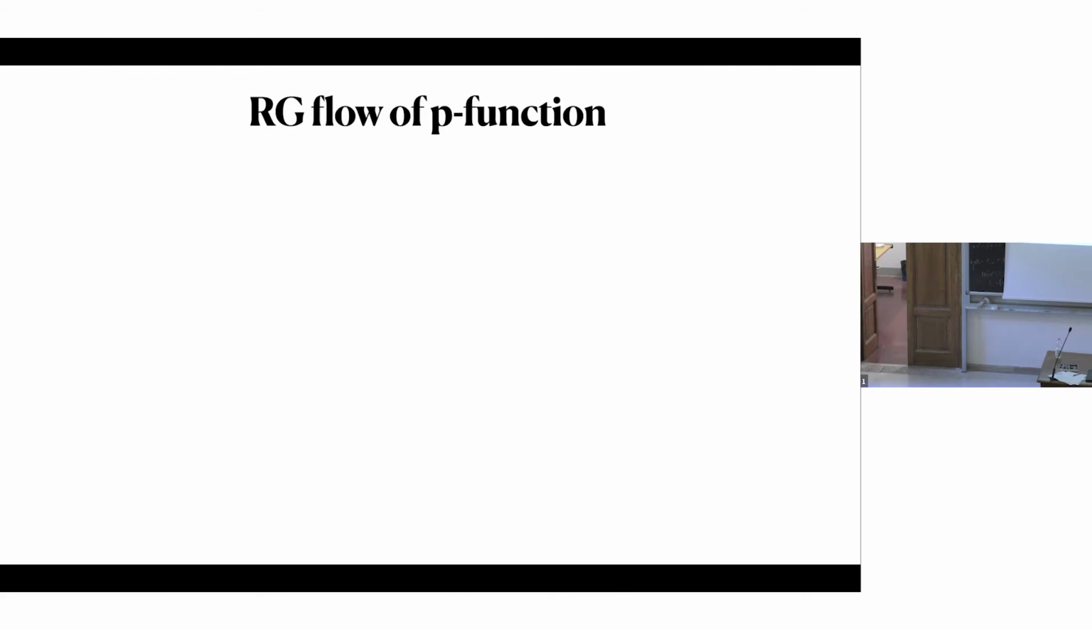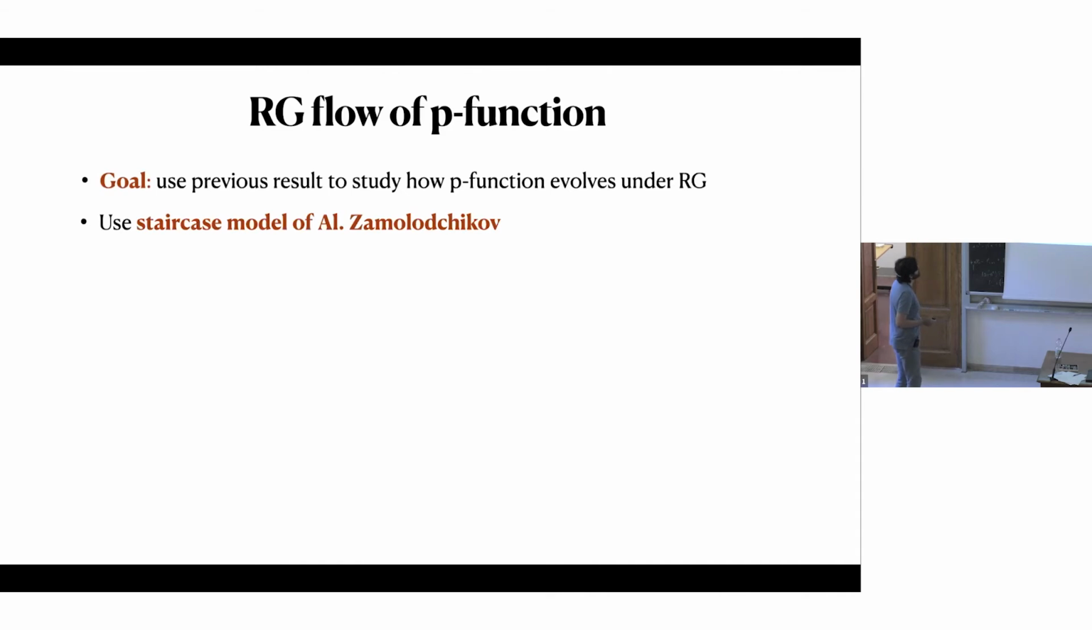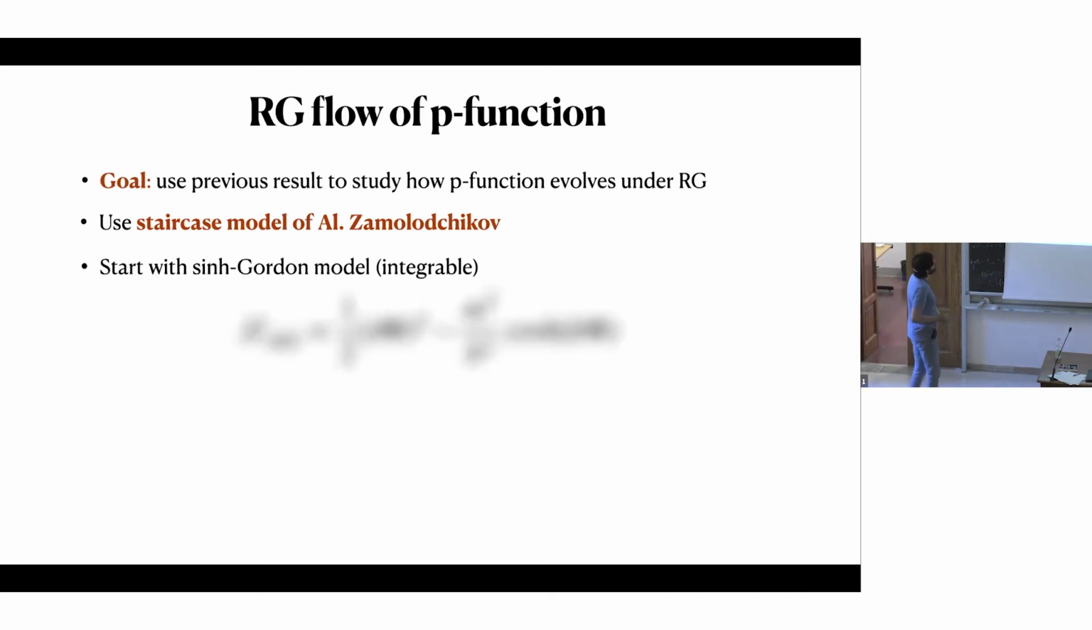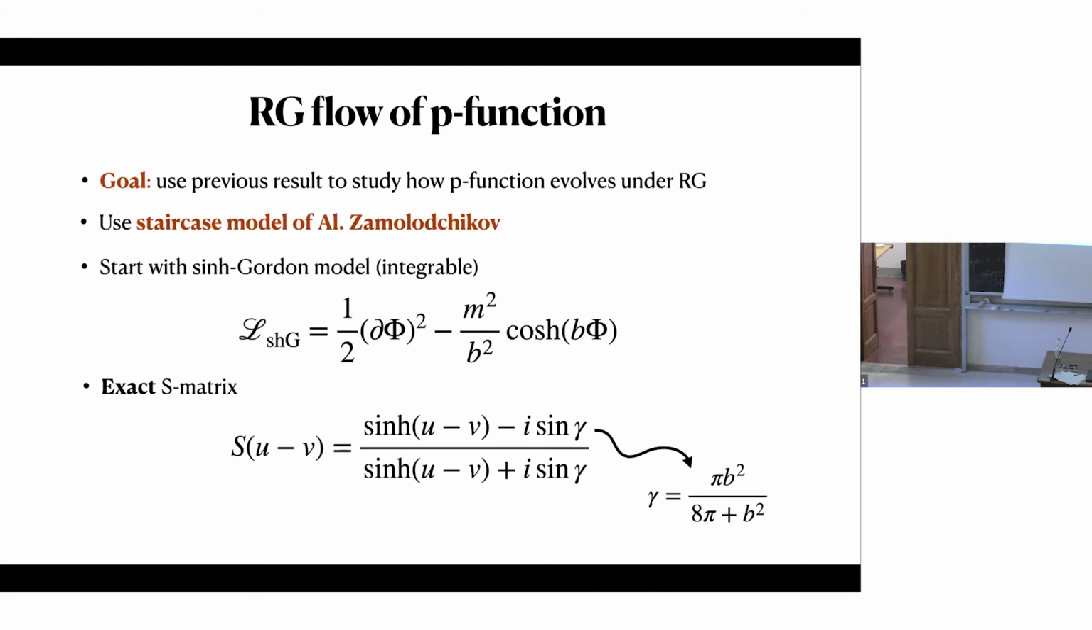Okay, how do we study that? Well, this is the goal. We're going to study this in a particular model, which is a very simple model where we can follow precisely this RG flow. This is the so-called staircase model that was introduced by Zamolodchikov a long time ago, which is basically the following. What is this staircase model? You start with the sine-Gordon model again. This is the Lagrangian of the sine-Gordon model, for which the two-body S matrix is known exactly.